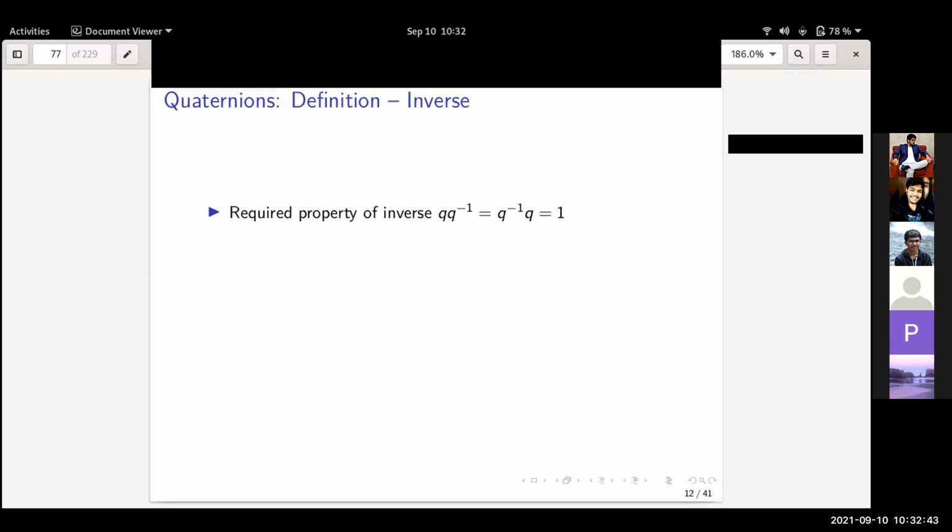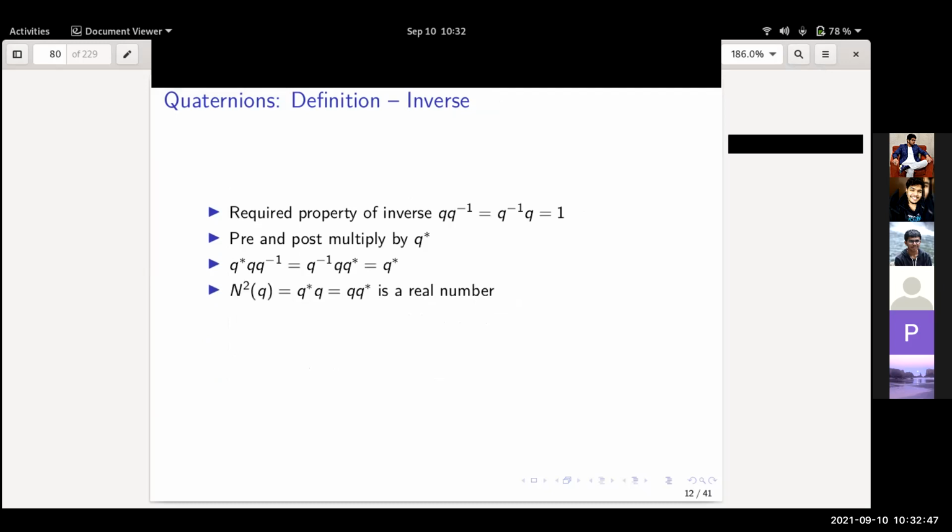Okay, then the definition of inverse, we just saw that pre and post multiply. This is one way of doing it. Basically, Q inverse will become Q star divided by the norm squared of Q. So if you have a unit norm for Q, then the inverse and the conjugate are the same. This we will be utilizing for the rotation operation.